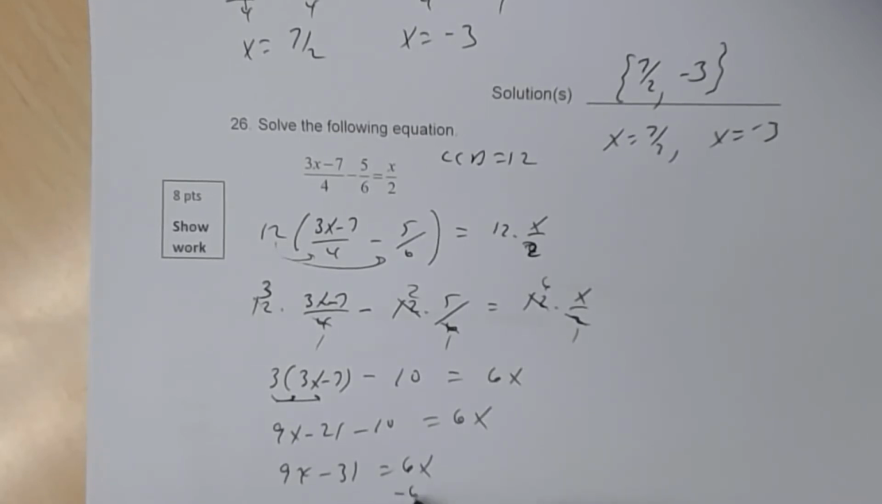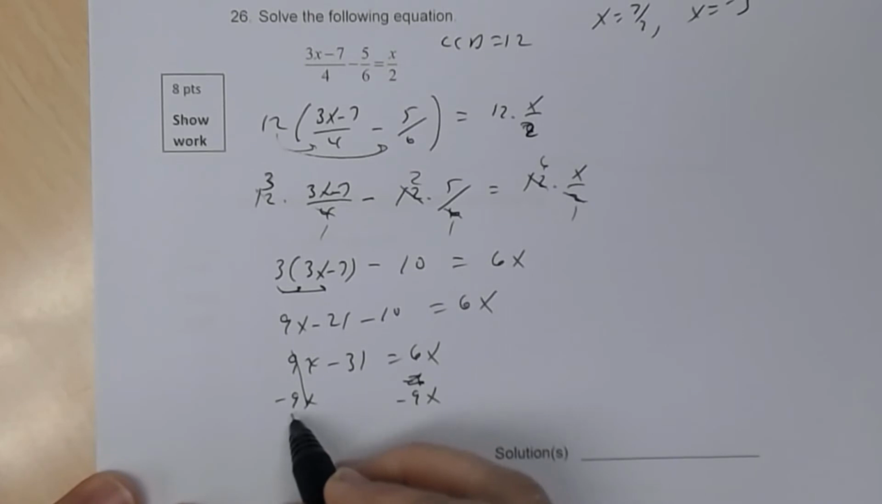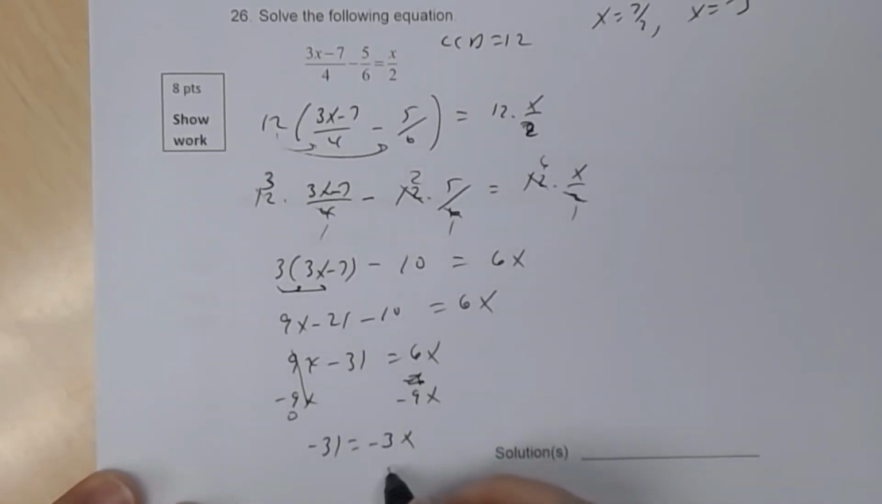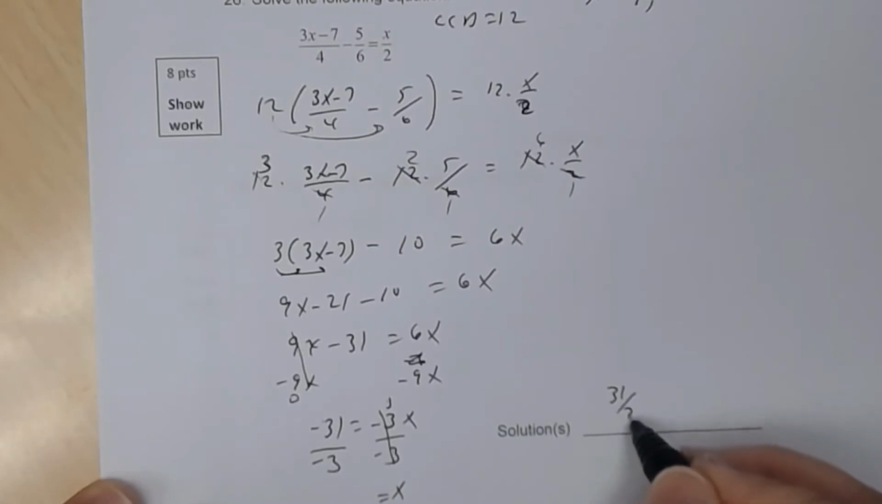Let's bring the 6x, actually we could have subtracted 9x if you wanted to. So if you subtract 9x from both sides, and then combine like terms, I get negative 31 equals negative 3x. Divide both sides by negative 3, and then reduce. Negative 3 divided by negative 3 is 1. 1 times x is x. And then negative divided by negative is a positive. Remember that. So that would be a positive 31/3.